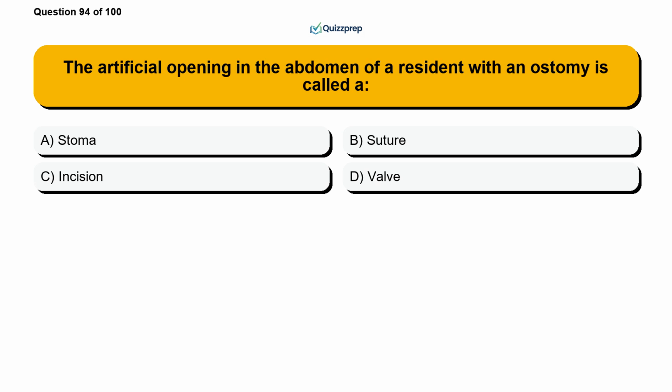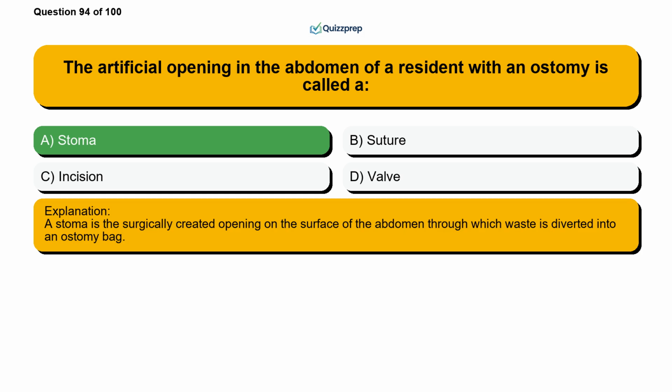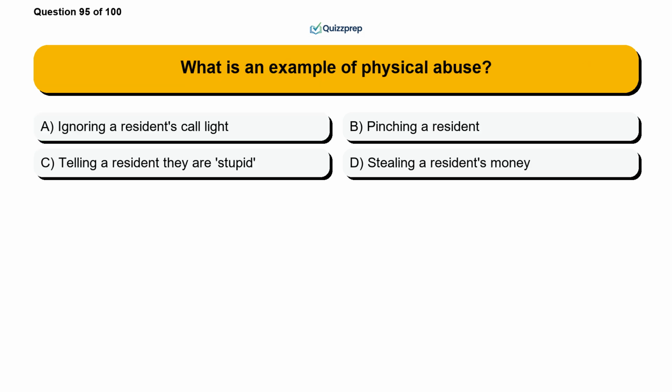Question 94. The artificial opening in the abdomen of a resident with an ostomy is called a: Option A, stoma. Option B, suture. Option C, incision. Option D, a valve. The correct answer is option A, stoma. A stoma is the surgically created opening on the surface of the abdomen through which waste is diverted into an ostomy bag.